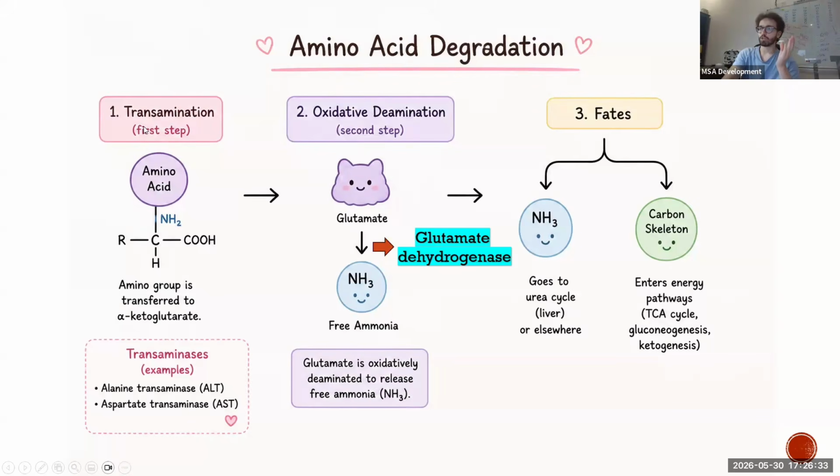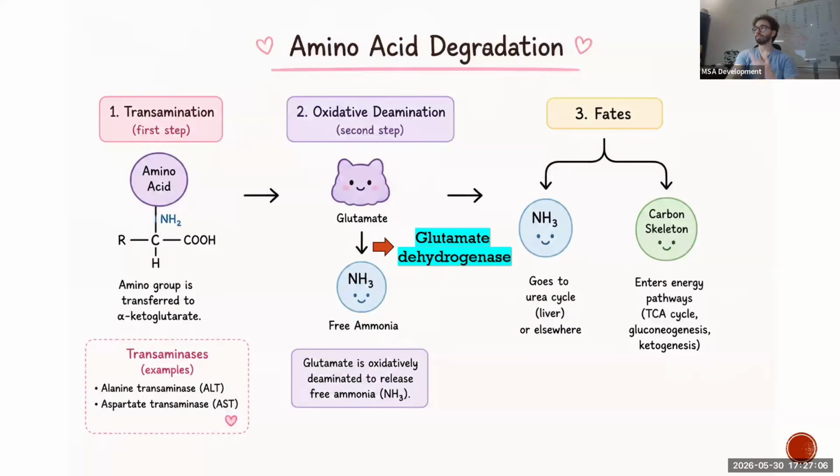Okay? Transamination is the first step, then oxidative deamination. What is transamination? We have an amino acid. You guys know an amino acid has the carboxyl and amino group. Transamination is simply removing the amino group and giving it to an alpha ketoglutarate. We want to break down the amino acid, right? We need to break it down bit by bit. We remove the amino groups. But the first step is removing the amino group. The amino group will be given to alpha ketoglutarate.